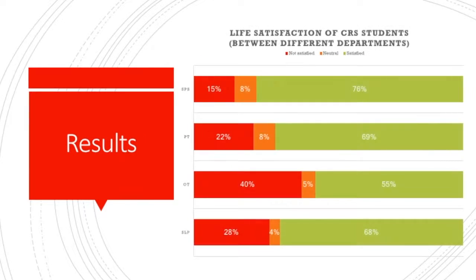The component graph shows that the majority of students from all the departments are satisfied. 76% of sports science, 55% of occupational therapy, 69% of physical therapy, and 68% of speech-language pathology are satisfied. Based on these values, we conclude that among the 4 departments, sports science is the most satisfied, followed by physical therapy, then speech-language pathology, then occupational therapy for the last.